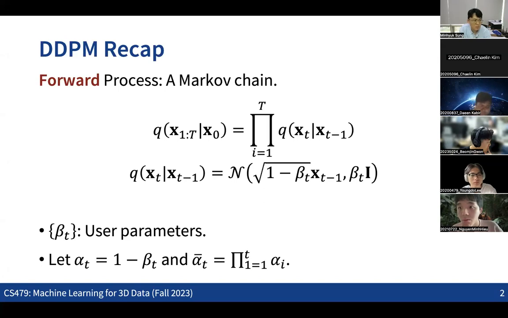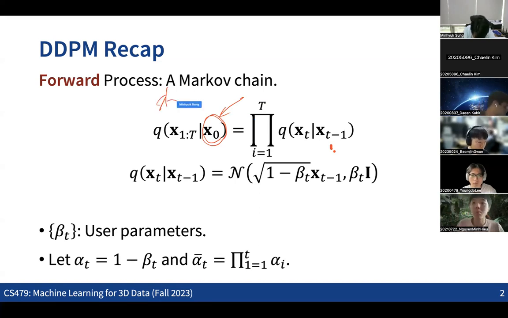Both the forward and the reverse processes are modeled as a Markov chain. The meaning of the Markov chain is that each variable at the time step t only depends on the variable from the previous time step, not the other things. So we are stacking multiple transition distributions in a way that we can map the data point sampled from the data distribution to x capital T at the end of all the transitions, the target distribution.